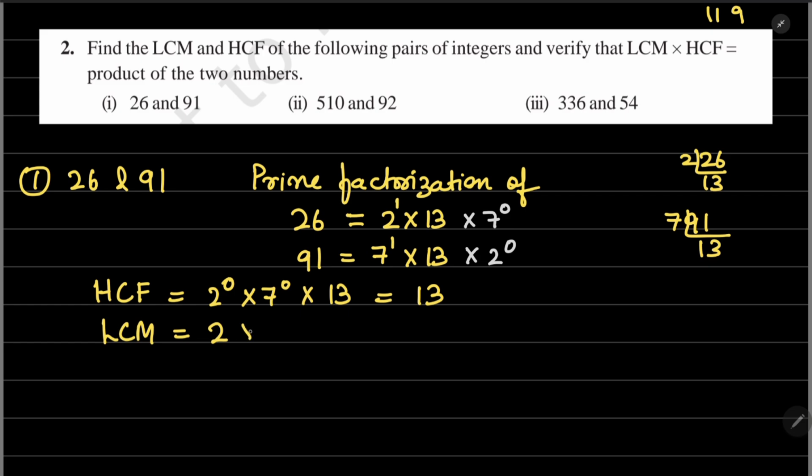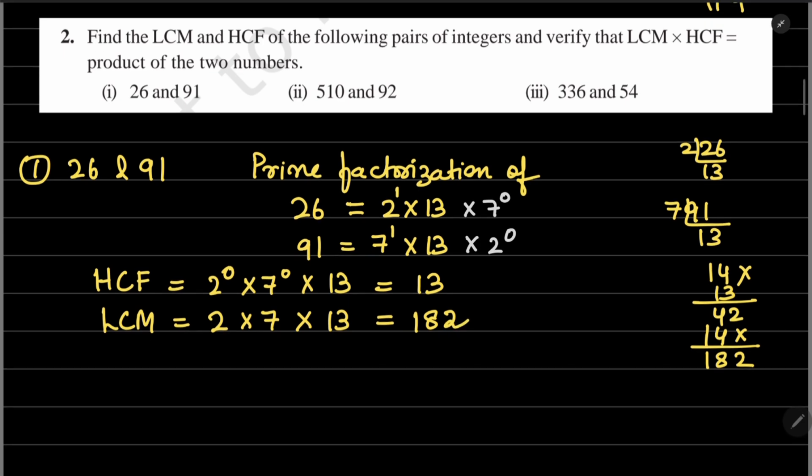For 7, it is again 7 raised to the power 1. And 13, it is 13. So you will have to multiply 7 2s are 14 into 13. What is 14 into 13? 14 into 13 is 182. So 182 is the LCM, right?